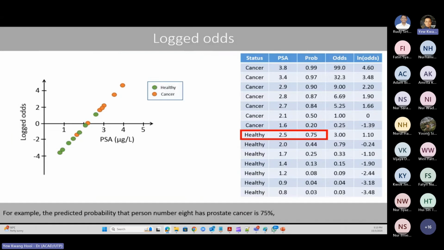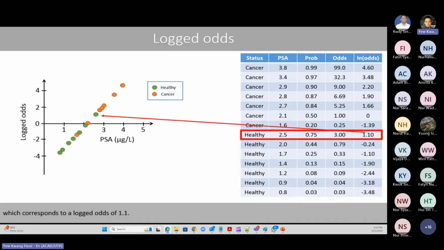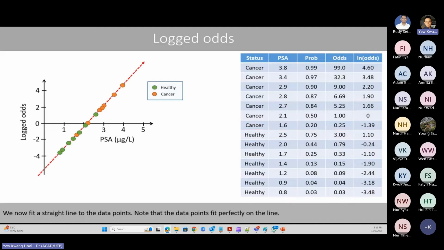For example, the predicted probability that person number 8 has prostate cancer is 75%, which corresponds to a logged odds of 1.1. We now fit a straight line to the data points. Note that the data points fit perfectly on the line.